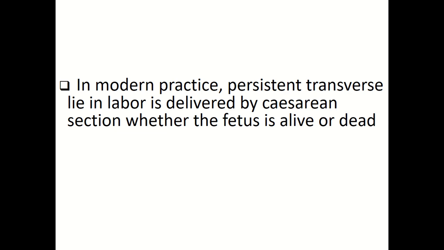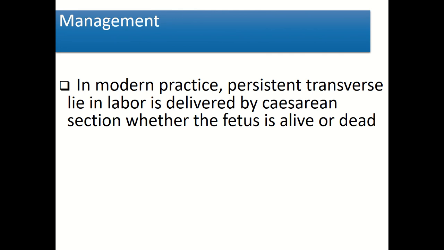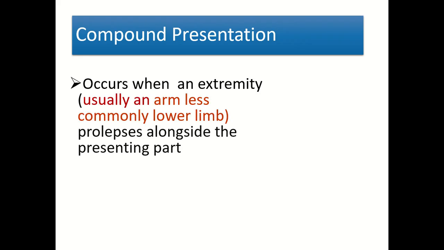Now in modern practice, persistent transverse lie in labor is delivered by a cesarean section, whether the fetus is alive or dead, because it is not really easy to deliver that fetus by vaginal birth. In most cases, or all cases, the fetus will be delivered by a cesarean section.